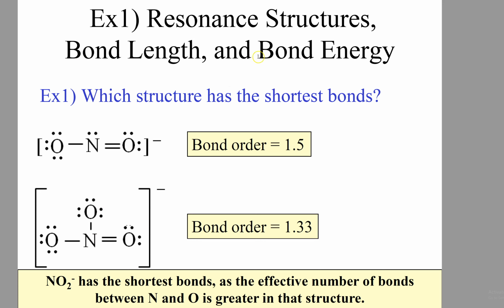So when we're talking about bond length and resonance structures, we really are talking about this idea of bond orders and also of length. And so even though both of them have double bonds, the answer here is that you're going to end up in that situation.